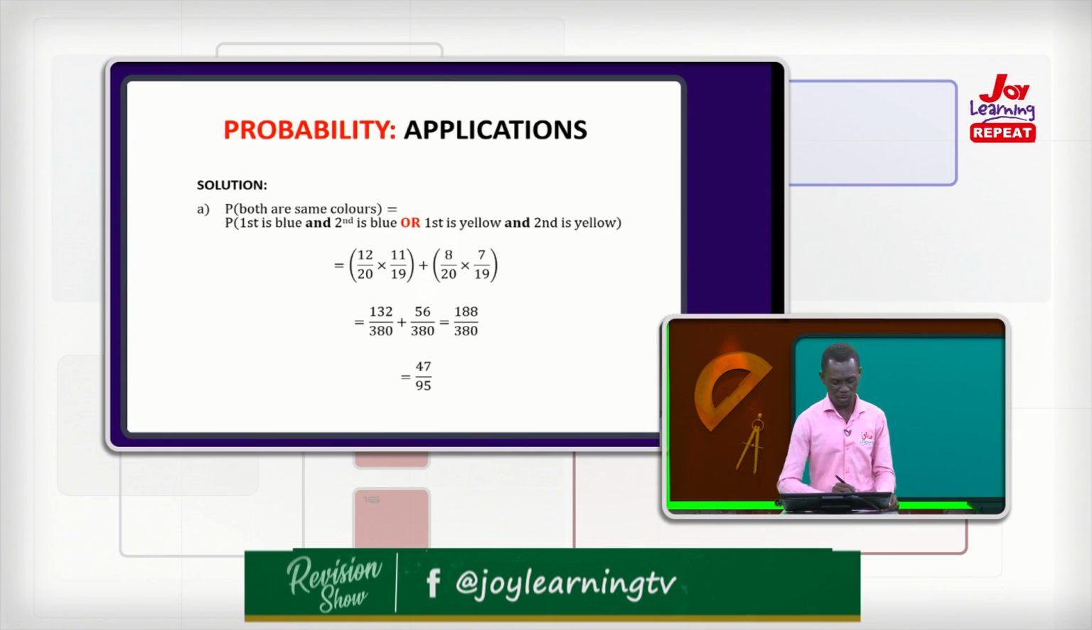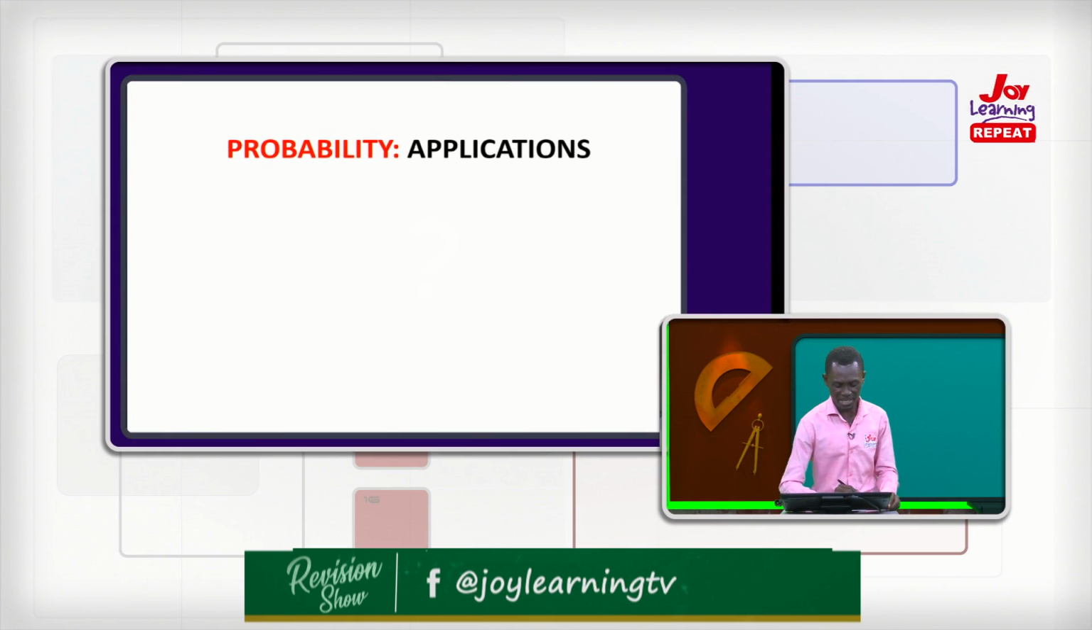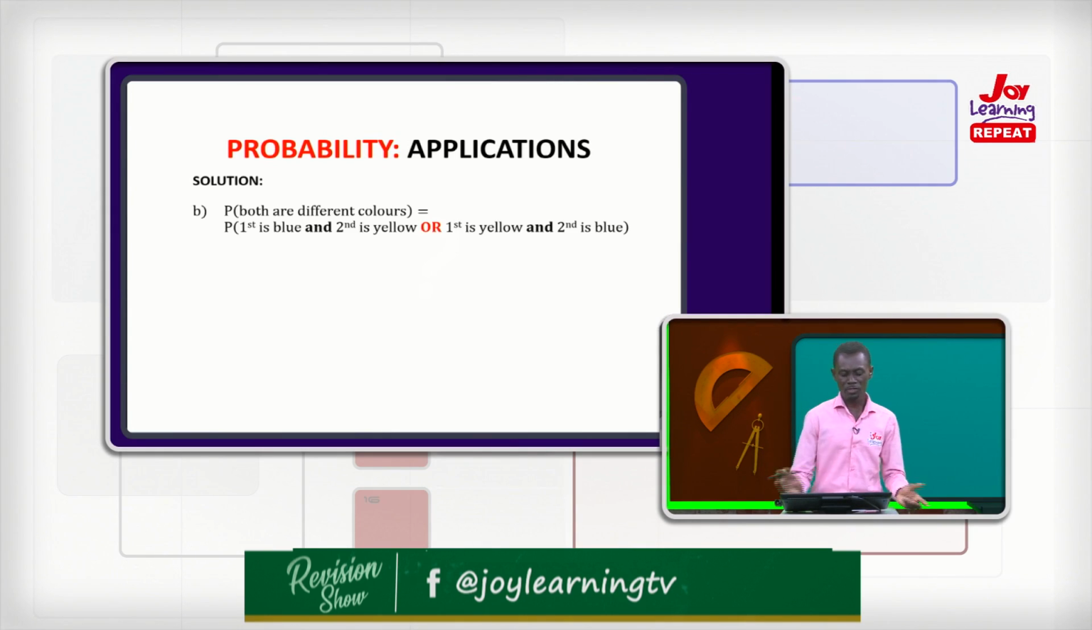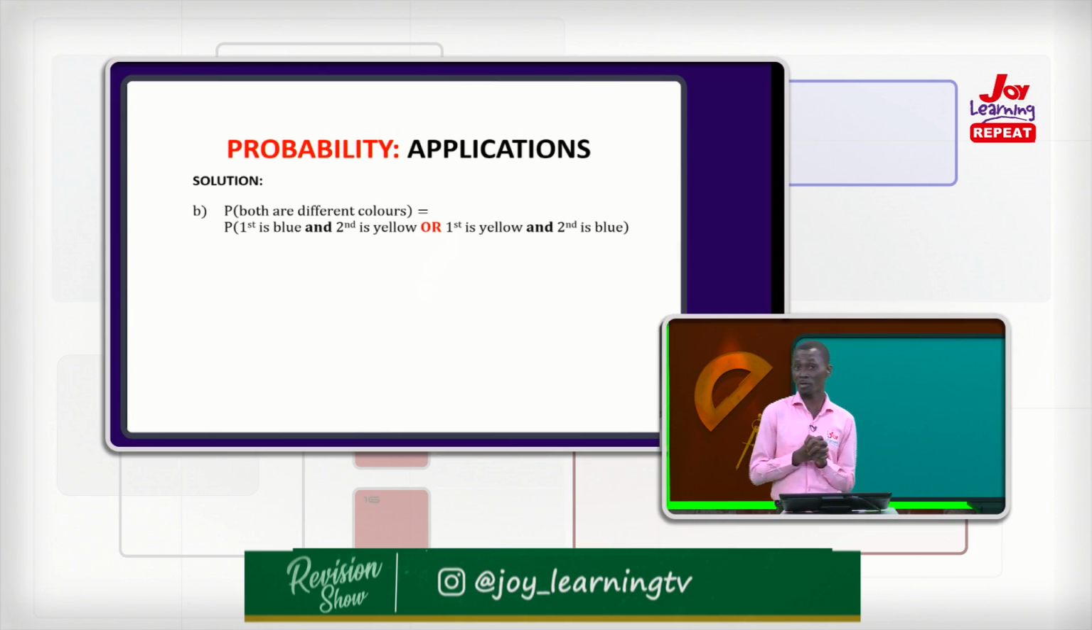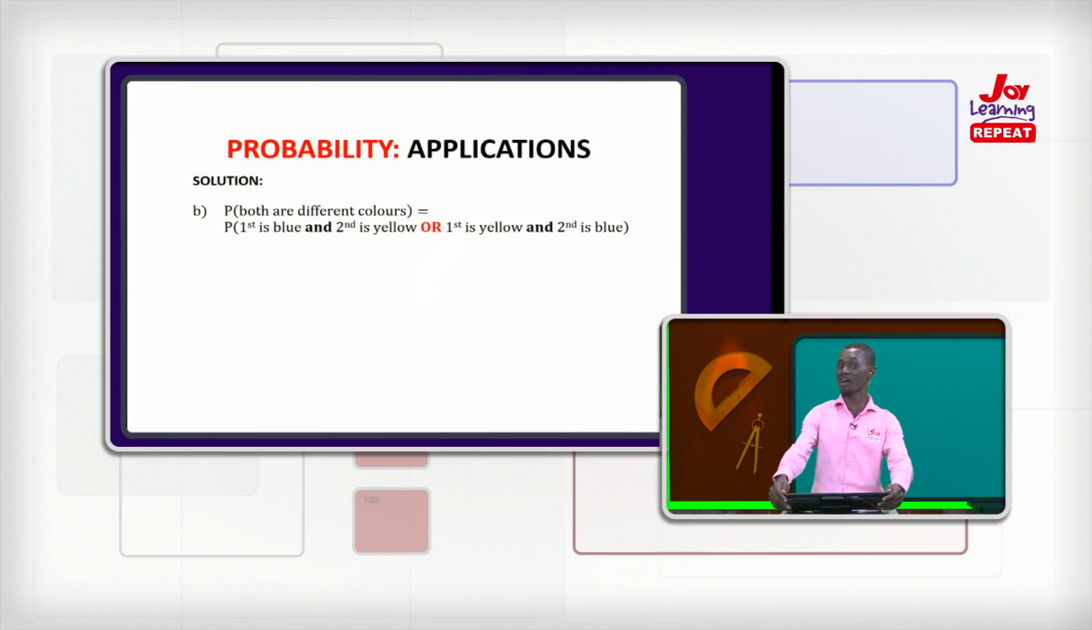You can try the second question, which says the probability of two different colors. So first could be blue, second is yellow, or first is yellow, second is blue. I want you to give that a shot. Remember, this time around, without replacement. And you can try the tree diagram. You can try combinations.